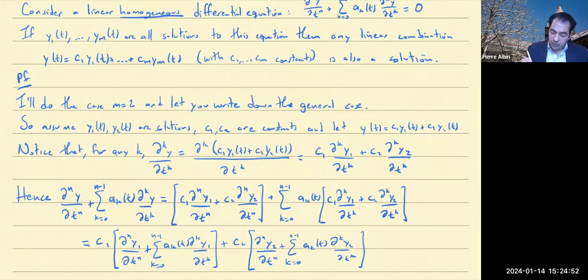Okay, but now notice that this is exactly the differential equation we started with evaluated at y1, and this is the differential equation we started with evaluated at y2, but y1 and y2 are solutions to this equation. So that means that this is just C1 times 0 plus C2 times 0, so 0, right? And that's exactly what we wanted to show. This shows that y is a solution to this equation.